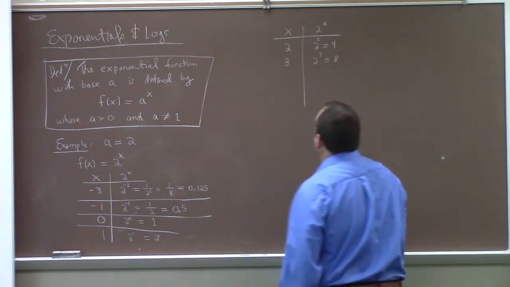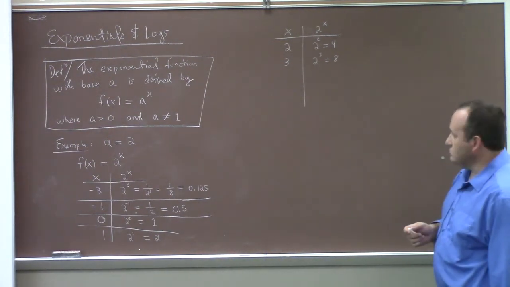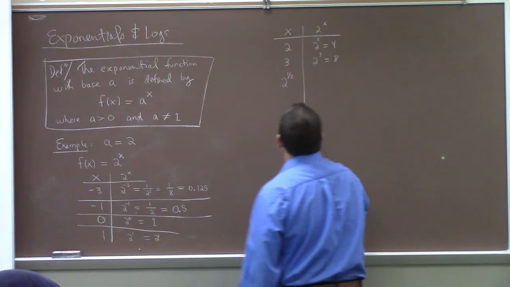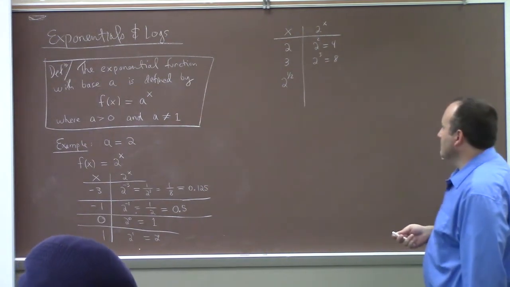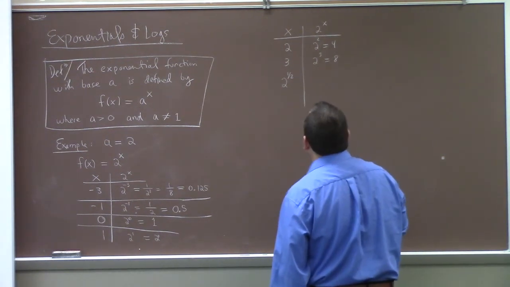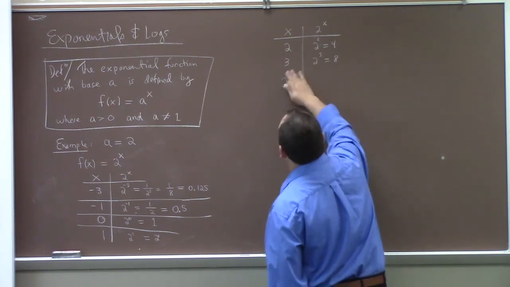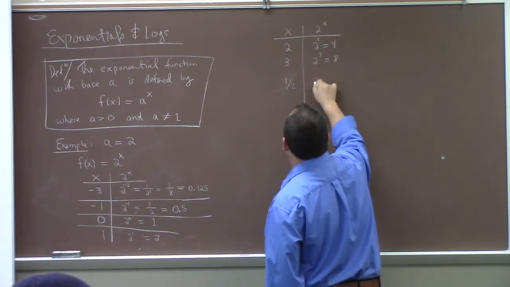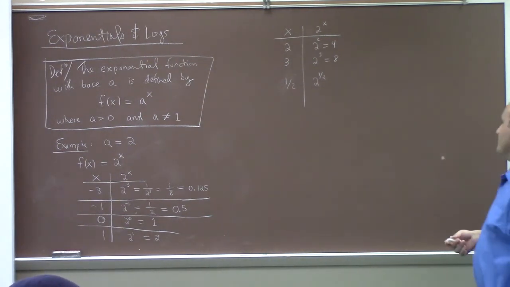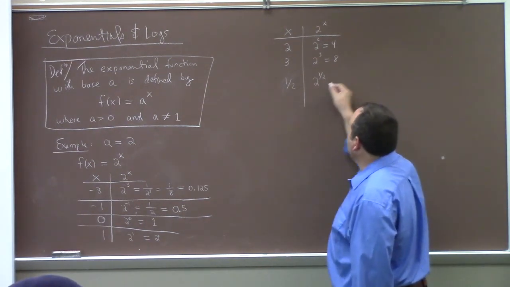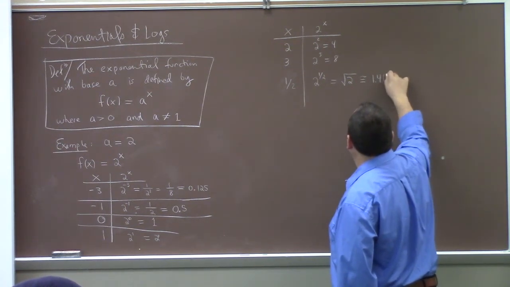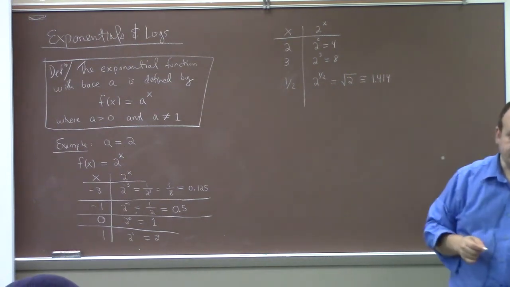All right, great. What if we put 2 to the 1/2? What's that? 2 to the 1/2. I meant 1/2 here, sorry about that. This is what I intended. That's the square root of 2, which is what? Approximately 1.414, right?